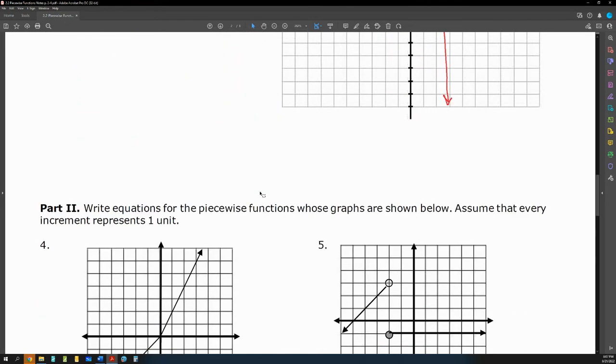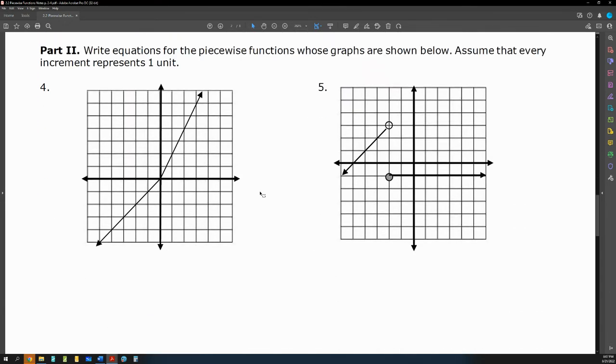Now let's go ahead and write the piecewise functions from the graph. So here we have a couple of graphs. Let's start with number 4. I see two pieces to this, so I'm going to go ahead and start defining my piecewise function. f of x is equal to the piecewise function. We'll start on the left-hand side.